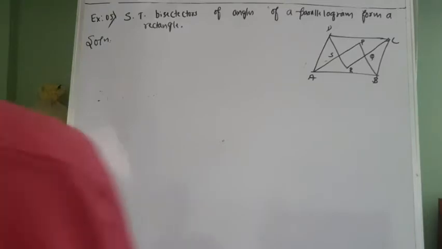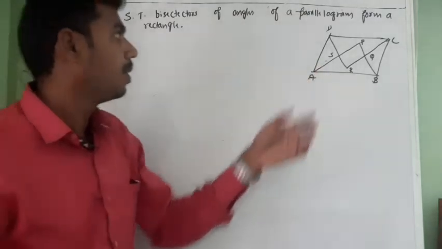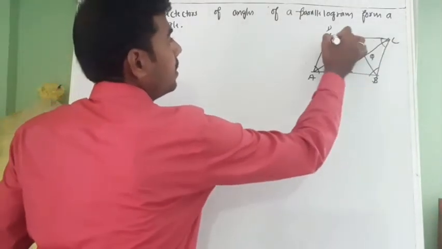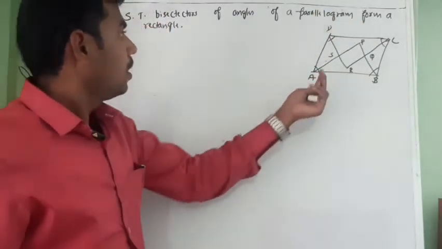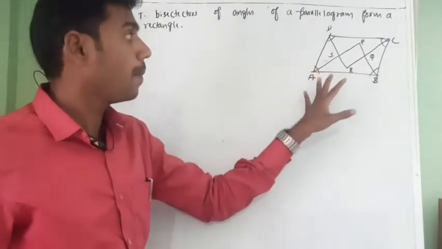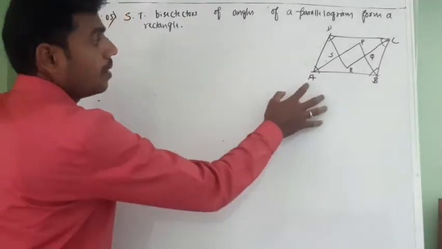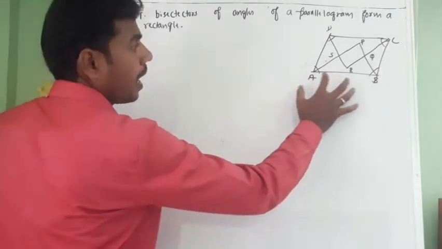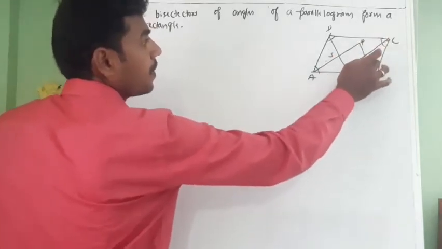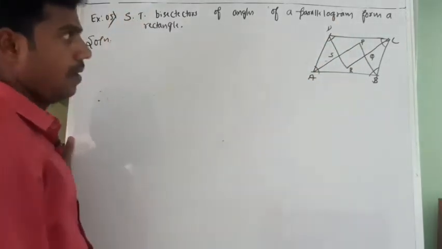Fifth question: show that bisectors of angles of a parallelogram form a rectangle. So if I see the parallelogram ABCD, P, Q, R, S are the points of intersection of angle bisectors of angle A and angle B, angle B and angle C, angle C and angle D, and angle D and A respectively.